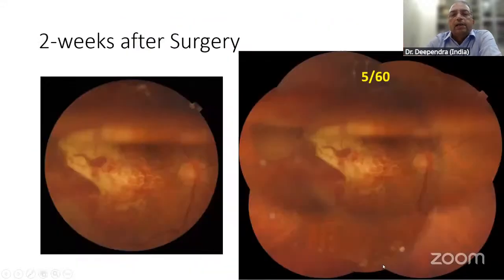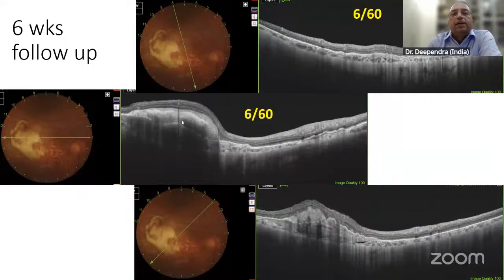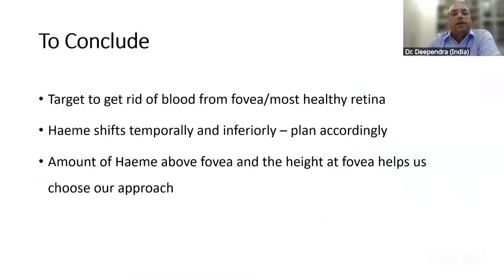Again, you can see blood shifting temporally and downwards, and on OCT also you see this significant subretinal bleed shifting. So I'd like to conclude here that our main target is to get rid of blood from the macula or fovea. That's why we do very few radical surgeries for massive hemorrhages. We just try to clear the macula of blood, and I think other points I have already discussed. Thank you.